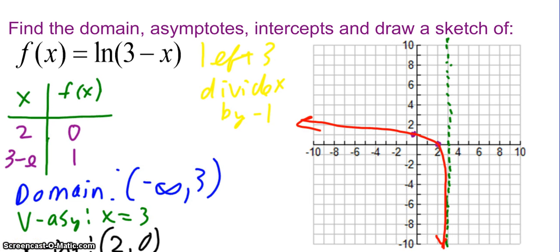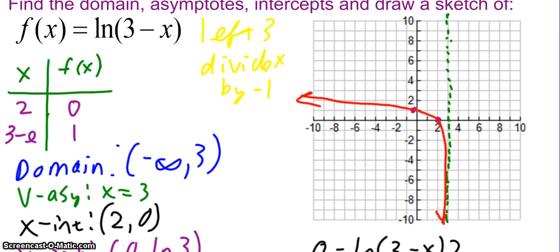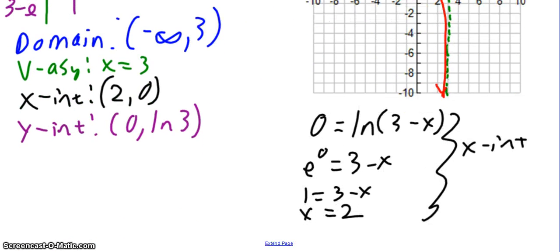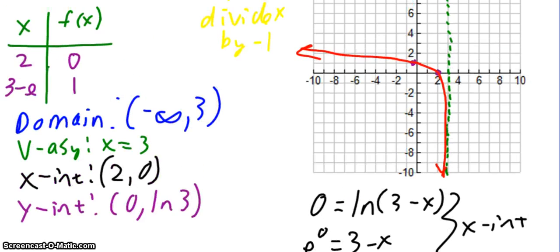Okay, so there's a few ways in which I can go about this. One, I can understand my transformations. This is going to shift left 3, and I'm going to divide the x values by a negative 1. Another is to find a couple of points. Well, what points do I want to look for? I want to look for the x-intercept because it's a log graph. So if I change this into an exponential, I have my work over here on the right. If I make this 0, e to the 0 is 3 minus x. So then I end up with x equals 2. So that's a nice value.